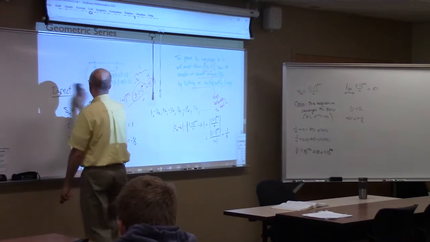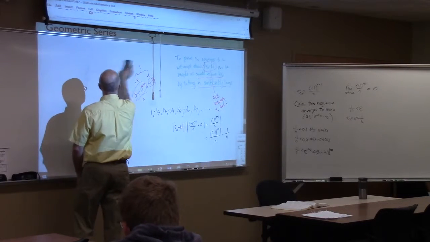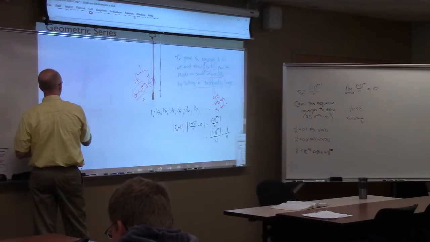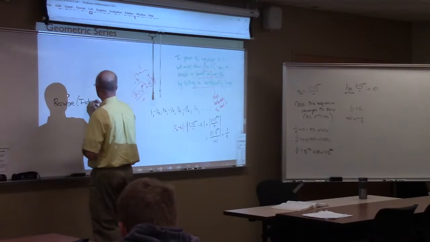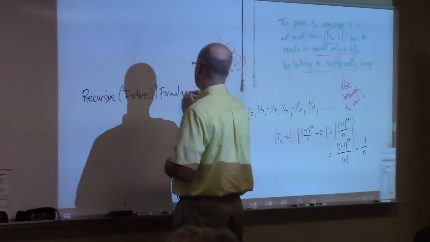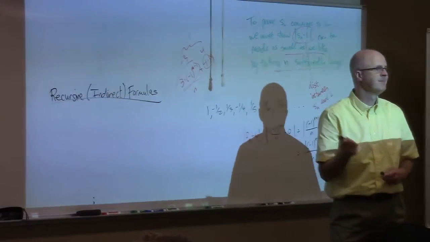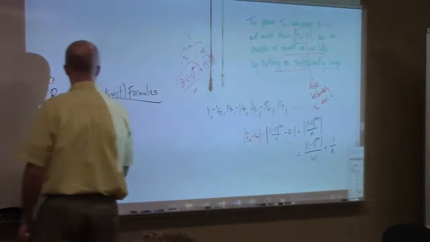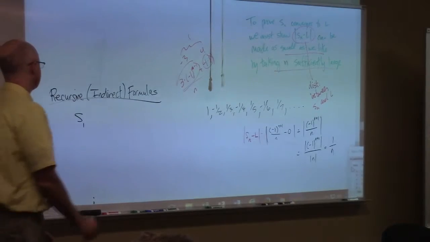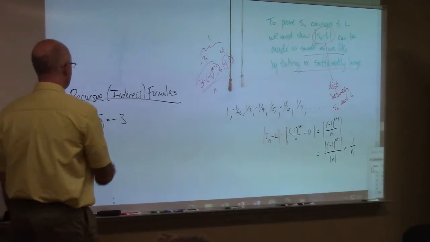Sequences, as we've seen, can also be defined by indirect formulas, more commonly called recursive formulas. They have other names. They're sometimes also called difference equations, for reasons I won't get into. You've got some starting value for your sequence, so you can pick it to be anything you want. -3, for example, might be your starting value. And then you've got some equation.